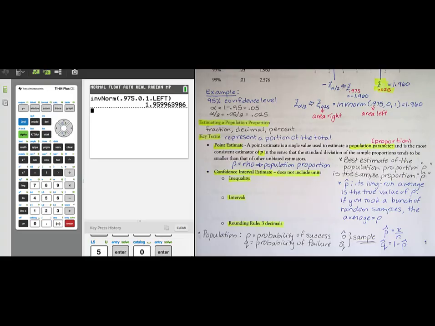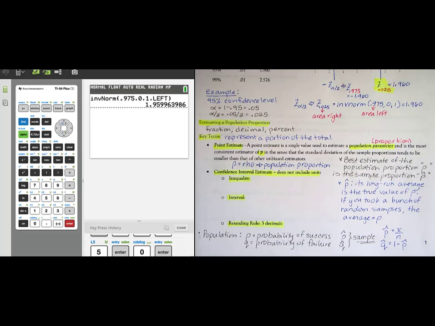Your confidence interval estimate: because you're dealing with a proportion, you do not include units. Just as we've done before, when you have a fraction, a decimal, or a percent, you never have units, so you're not going to have units when you're dealing with a confidence interval estimate. You're also going to be rounding all of your values in these confidence interval estimates to 3 decimals unless you're told otherwise.